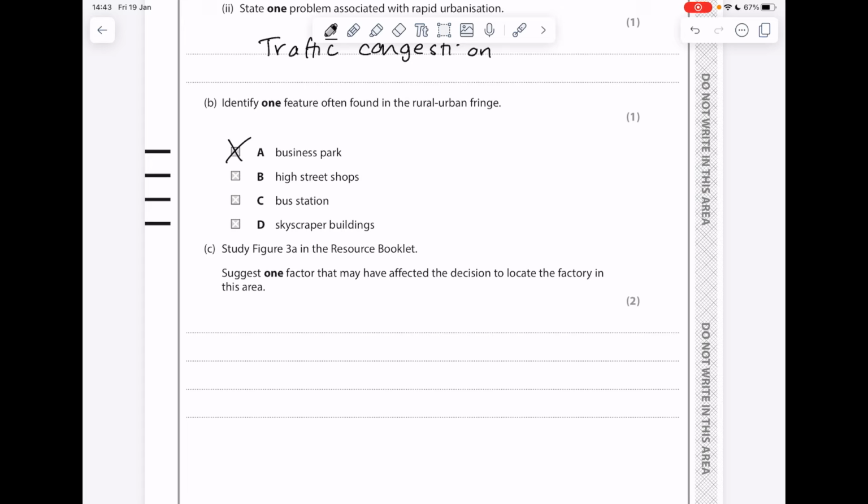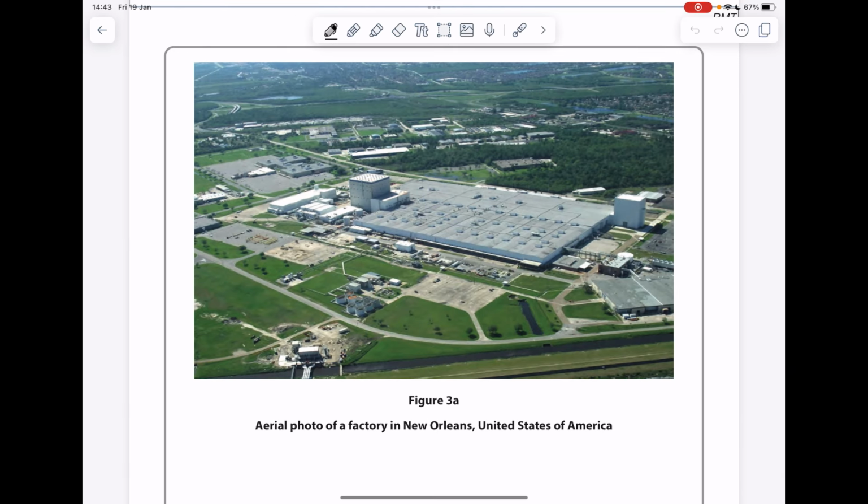Study figure 3A. Suggest one factor that may have affected the decision to locate the factory in this area. Aerial photo of a factory in New Orleans, USA. The first thing that strikes me here is how flat the land is, which makes it the perfect place to build this factory. It's so much cheaper for the business if they don't have to spend money using diggers to shift soil.